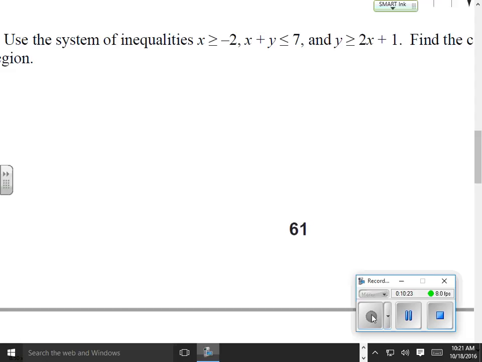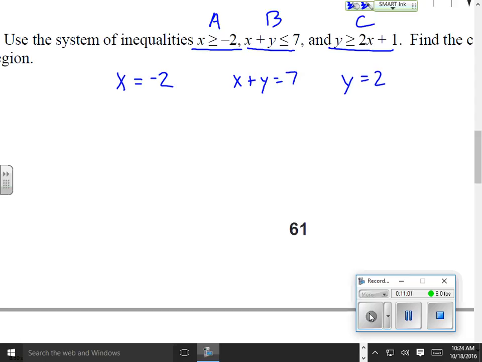Number 6, I need to use these three inequalities and find the corners of the triangular feasible region that those border. So we have three inequalities. I call them A, B, and C. And so we need to find the intersection between all of those, all combinations. So if we treat them like equations, we have the equation x equals negative 2. We have x plus y equals 7, and y equals 2x plus 1.